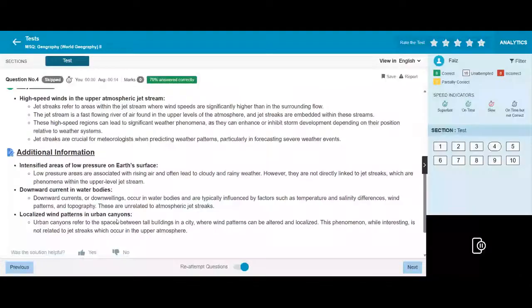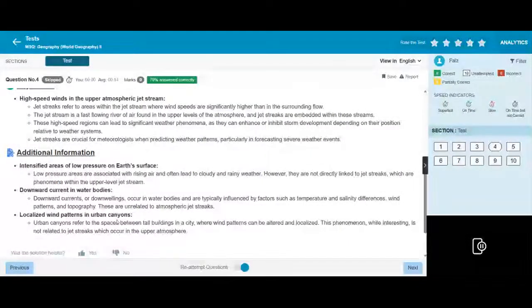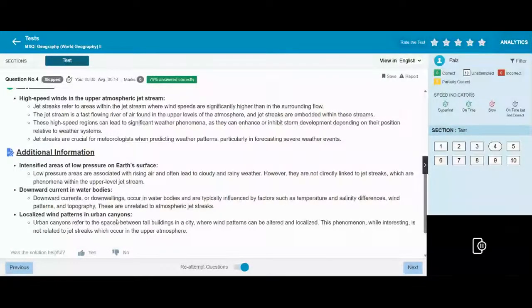Water bodies are quickly influenced by factors such as temperature and salinity, differences in topography, and localized wind patterns in urban canyons. An urban canyon refers to the space between buildings where wind patterns can be altered and localized. This phenomenon is not related to jet streaks, which occur in the upper atmosphere.